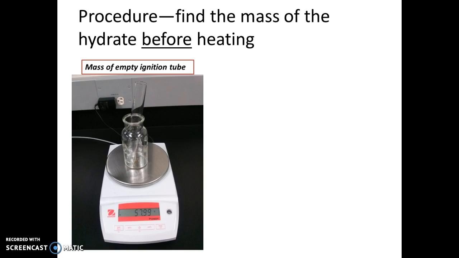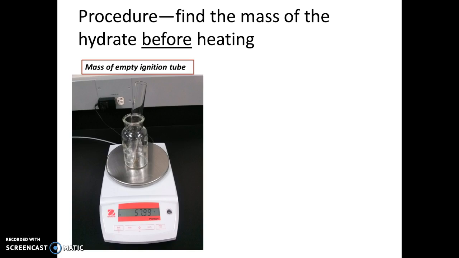So you want to get an ignition tube, and the first piece of data that you need is the mass of the empty ignition tube without anything in it. To get the mass of your empty ignition tube, it's kind of awkward if you just put it directly on the balance because it can roll off. So you can see in my picture here, I've got a glass jar, and the purpose of the glass jar is just to hold the ignition tube.